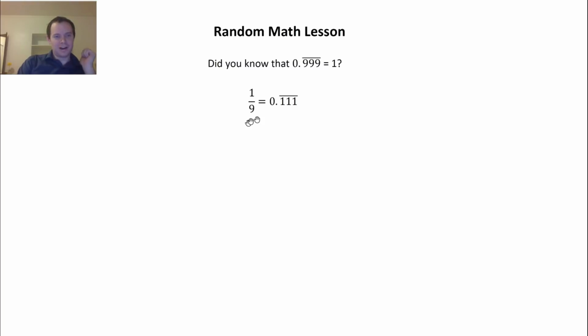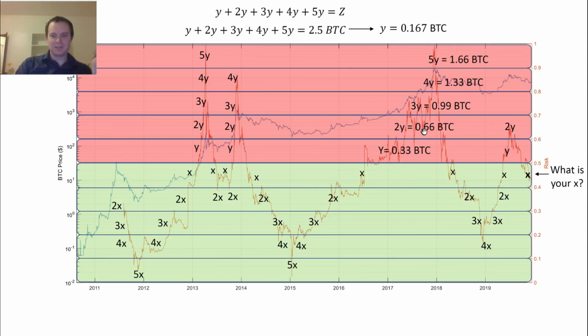1/9 is 0.111 repeating forever. 2/9 is 0.222 repeating forever. 9/9, following the same pattern, is 0.999 repeating forever. But 9/9 is just a fraction, and it's 1. So this is one way you can think of it. Going back to this graph, I have 0.33, 0.66, and 0.99, but really it's 1/3, 2/3, and 1. So just a quick lesson, in case any of you were interested.